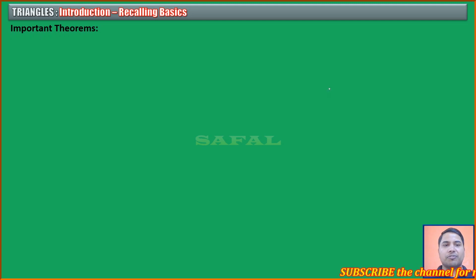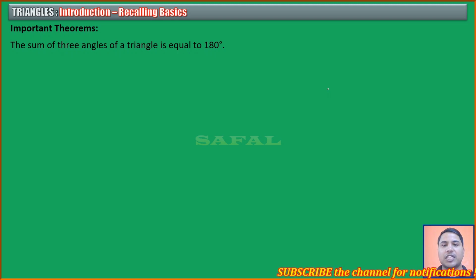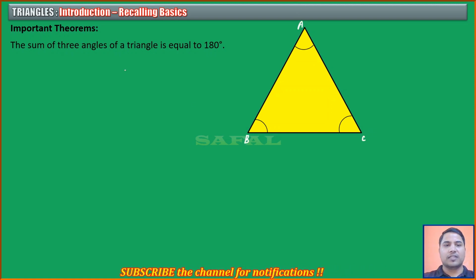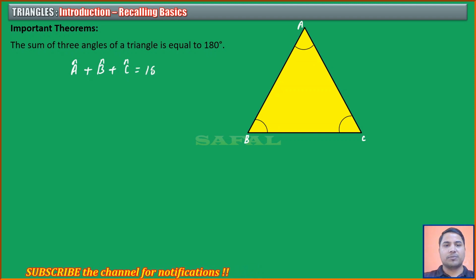So the first very basic theorem we have is that the sum of three angles of a triangle is equal to 180 degrees. Very important. If I have a triangle here, what you can see on the screen, and I am naming the angles A, B and C, then we know that angle A plus angle B plus angle C added together makes up what? 180 degrees. So we call it the angle sum property of a triangle. We are utilizing this very frequently, so you need to keep it in mind.